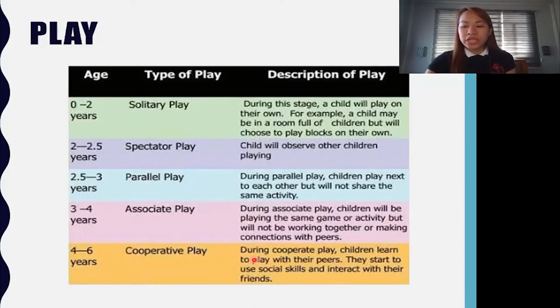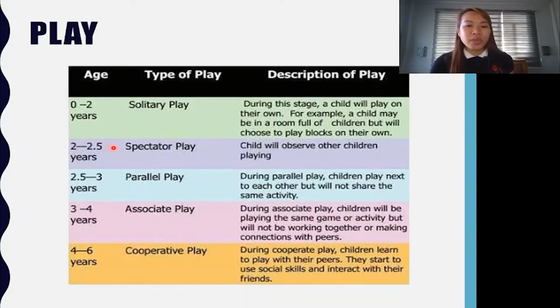Now, we have mentioned earlier that there are different types of play. So we have here the age and then the type of play and what is its description. So we're just going to talk about it and explain further. Okay, when we say 0 to 2 years old, ang tawag natin dito ay solitary play. Solo niya. So during this stage, the child will play on their own. For example, they may be in a room full of children but will choose to play blocks on their own. That is solitary play. Hindi yung solitaire, hindi ganon. Okay? Sa pang matatanda lang yon.